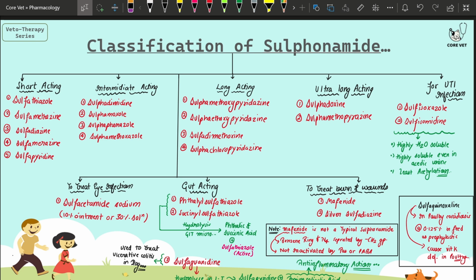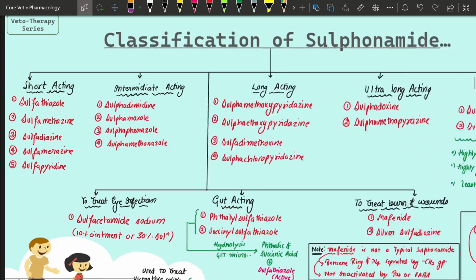Now, based on the action, if we talk organ specific, there are gut acting and UTI acting sulfonamides. If there are wounds with burns, there are several sulfonamide drugs that treat the wounds concerned with burn issues, right? And eye infection could also be treated by the sulfonamide class of drug, right?